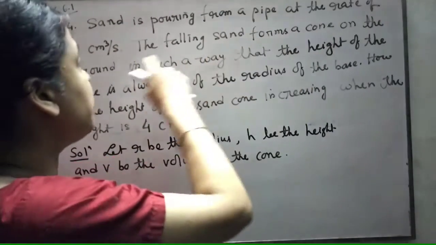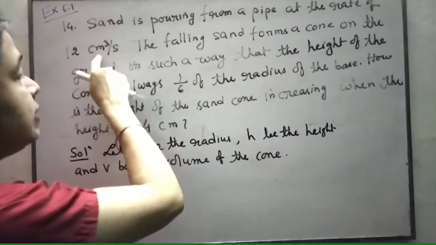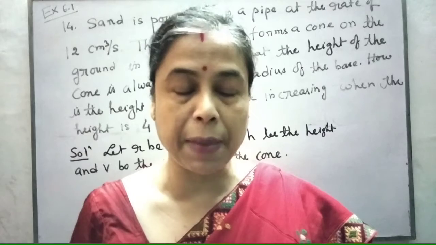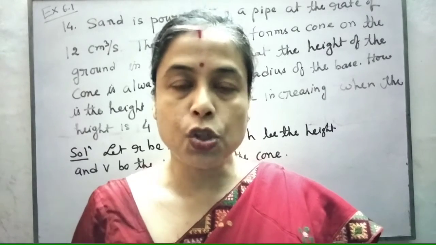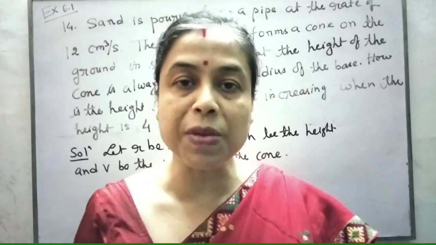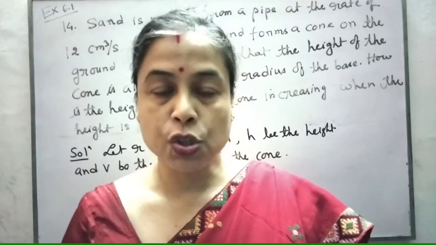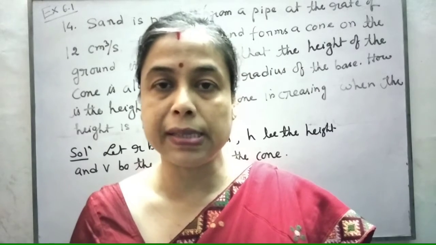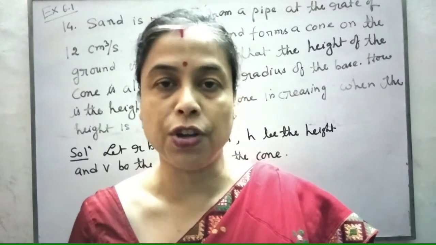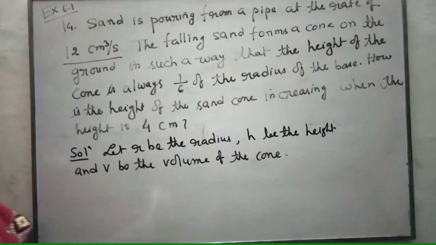Sand is pouring from a pipe at the rate of 12 cm cube per second. What does 12 cm cube per second represent, you see? Since the sand is pouring from the pipe, the volume is increasing. So 12 cm cube per second represents the rate of change of volume. So it is given that the rate of change of volume is 12 cm cube per second.